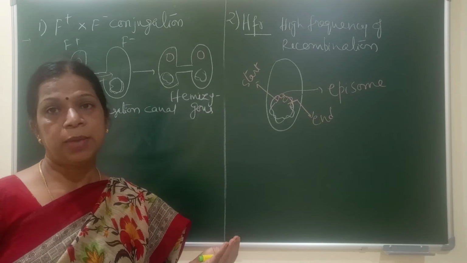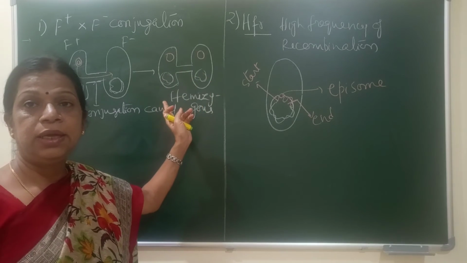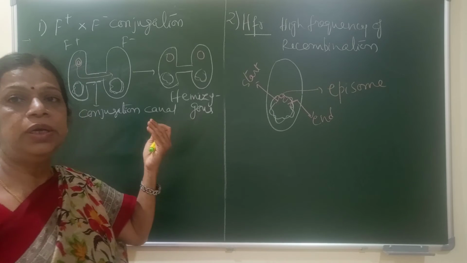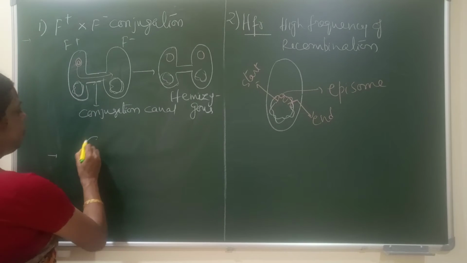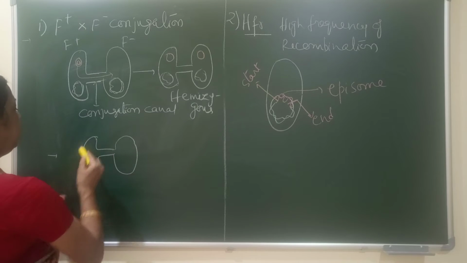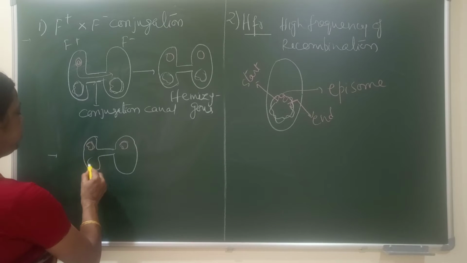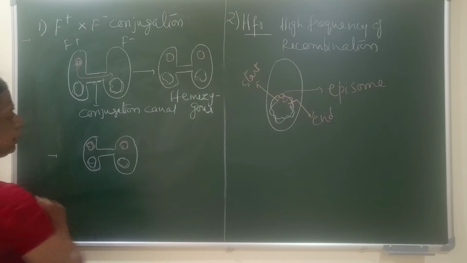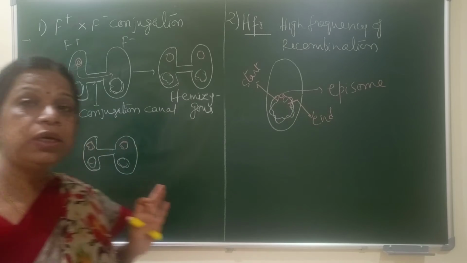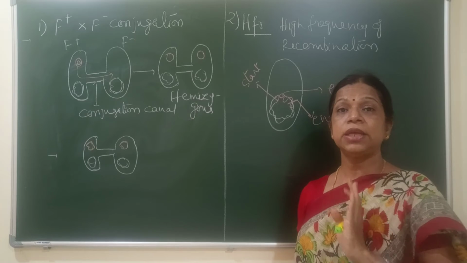Now the next stage is that the other strand will be synthesized in both the cells. It is single stranded, so it becomes double stranded after DNA replication. So at the end of the conjugation, the plasmid DNA in both the cells will become double stranded. So this F minus cell at the end of conjugation is converted into an F plus cell. This is a very, very important feature in this type of conjugation.